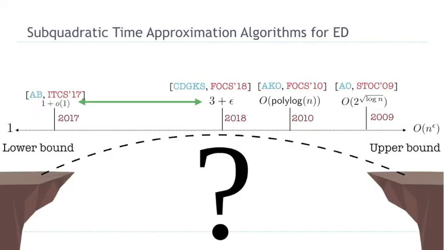This slide summarizes the progress on edit distance. In subquadratic time, the best approximation we could get was n to the epsilon, that was improved to 2 to the root log n, then polylog, and in recent years we got to constant. On the negative side, we knew we couldn't solve it exactly in truly subquadratic time. Now we know even getting 1 plus little o of 1 is impossible.